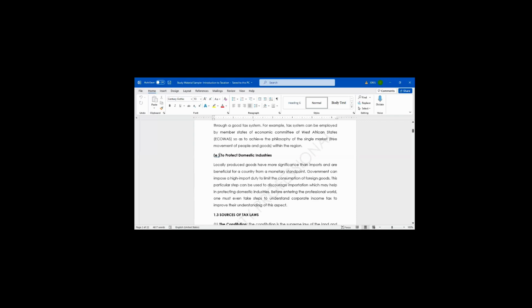Examples of such goods are alcohol, tobacco, cigarettes. Government can discourage them. How can government discourage it? Because it is very dangerous to our health. Government can discourage it by imposing more tax on such goods, so that people that are using the goods will not afford to buy them. It will discourage them from consuming it.